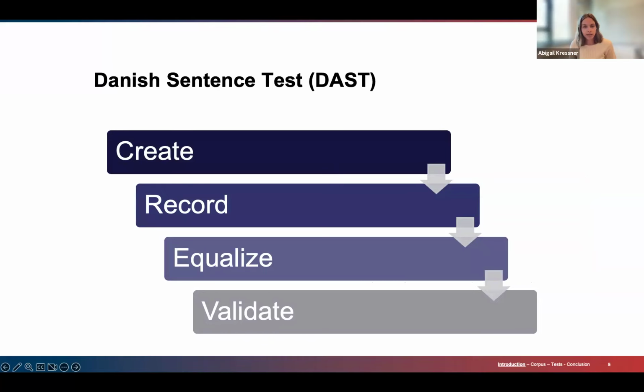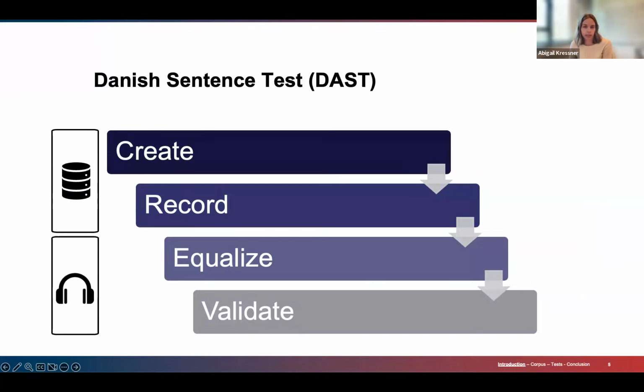The Danish sentence test project followed four main steps: creation of the text material, recording of the speech, equalization of difficulty and level, and finally validation. The first two elements have primarily to do with the creation of a new corpus, and the latter steps have to do with speech and noise tests.